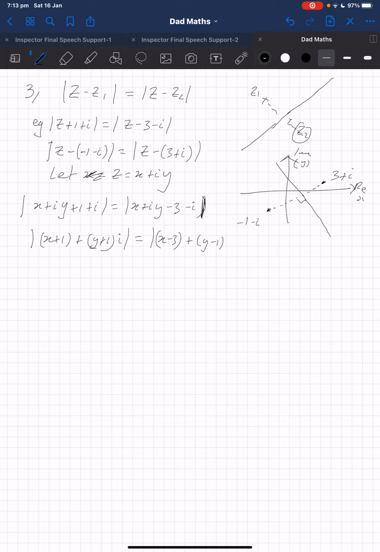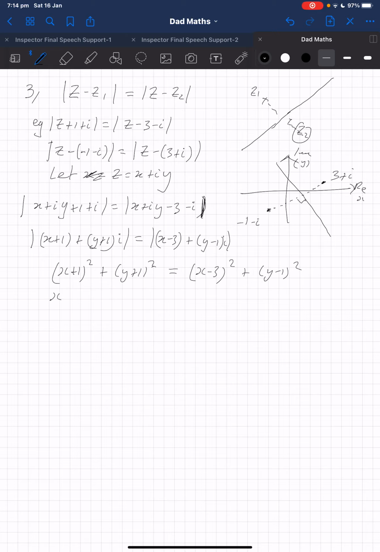(y minus 1)i. Then the modulus of the left-hand side is going to be x plus 1 squared plus y plus 1 squared, all square rooted. But so will the right-hand side need to be square rooted, so I'm not going to square root. On the right-hand side, we're going to get x minus 3 squared and y minus 1 squared. Both sides will be square rooted, but by squaring both sides, we end up with this.